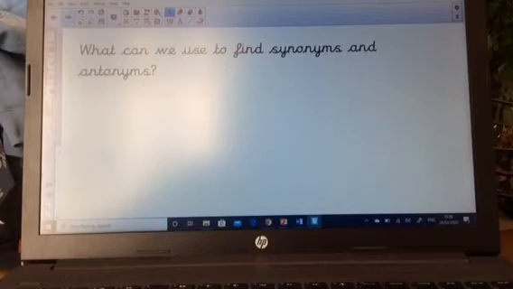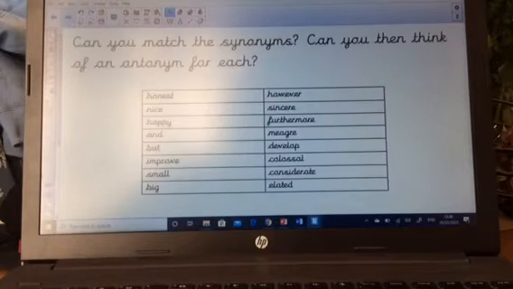So, what could we use to find synonyms and antonyms? Just have a think for a moment. That's right, we could look in a thesaurus. Have a look at this table now. Can you match the synonyms? Once you've done that, can you then think of an antonym for each one? Pause the video and have a go.